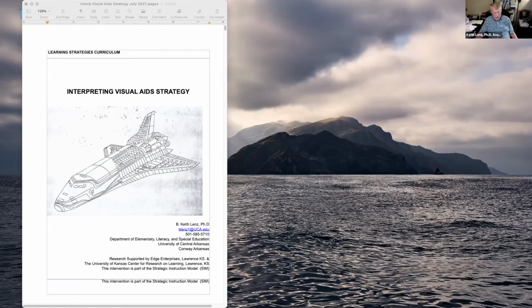So not only are we asking them to read and use visuals, but also express information about what they've learned from visuals.